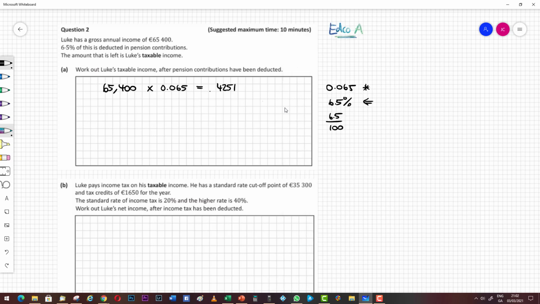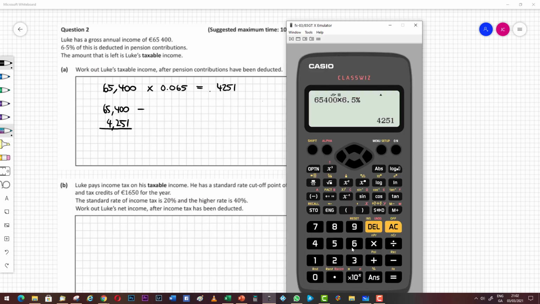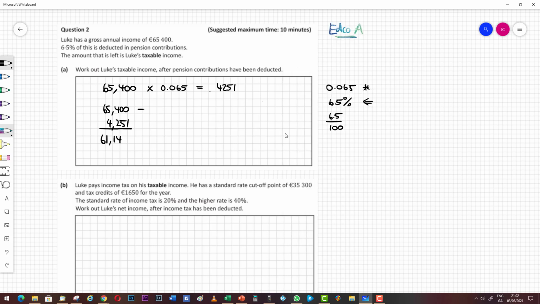So to work out his taxable income, we have to take this away. So it's 65,400. We're going to subtract the 4,251. And let's bring up the calculator again. 65,400 minus 4251, and we get 61,149. And so this is the taxable income. When we move forward in the question, yes, the gross income is 65,400, but the amount of that gross income that can be taxed is 61,149.